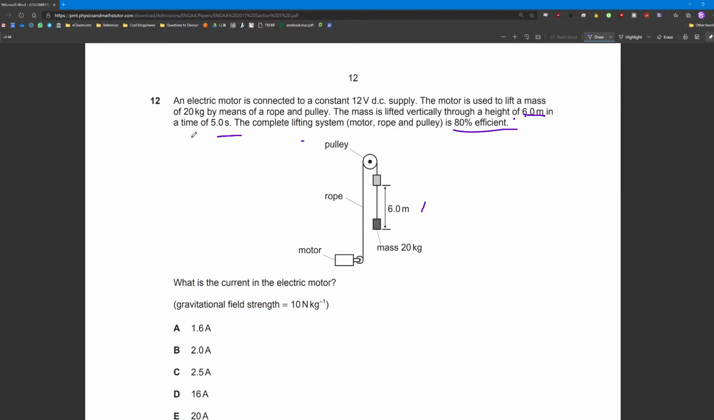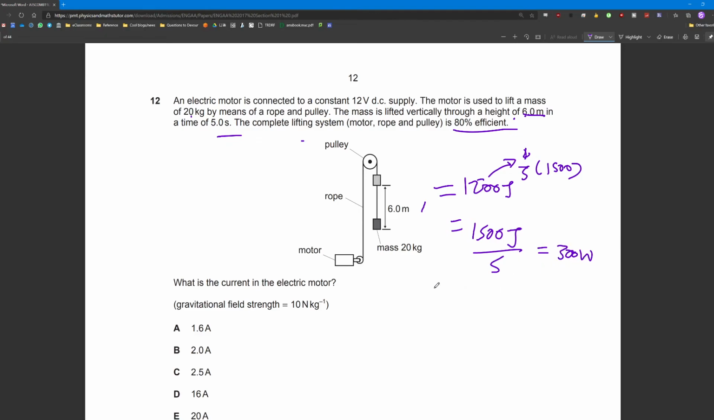6 meters, 20 kilograms, mg delta h gets you in your head 6 times 20 times 10, or 6 times 200, or 1200 joules. 80% efficient, that means you would recognize that this is 4/5 of 1500, because it looks like a multiple of 4, and 12 looks like 4/5 of 15. This is the sort of pattern recognition that helps you in these things. So 1500 joules is the input electrical power to the motor, and over 5 seconds, getting you 300 watts.